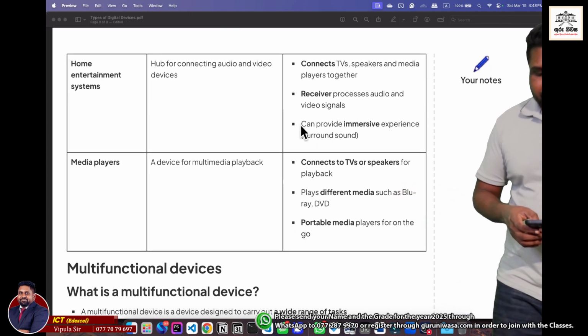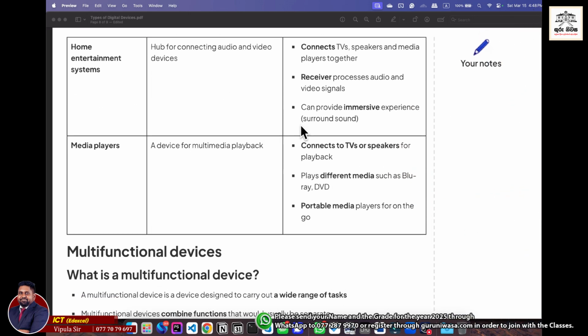But just keep in mind the keywords. Portable media players, media players: they connect to TVs and speakers, they have the option of playing different media, and they can be portable.